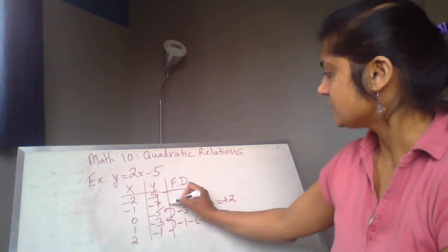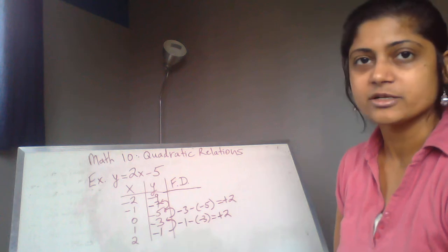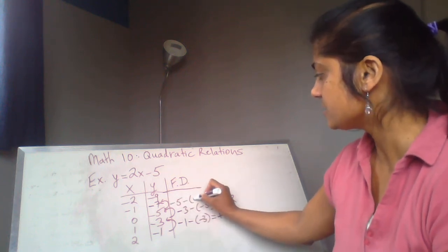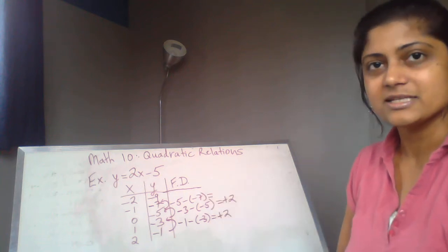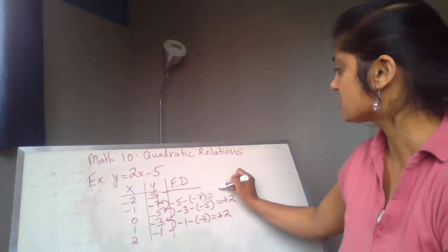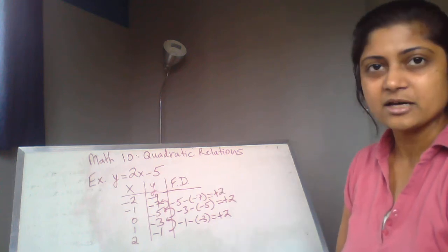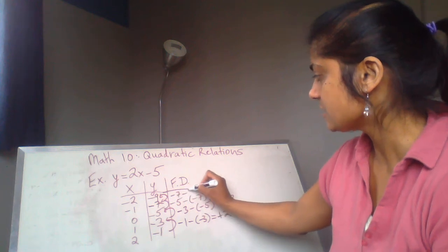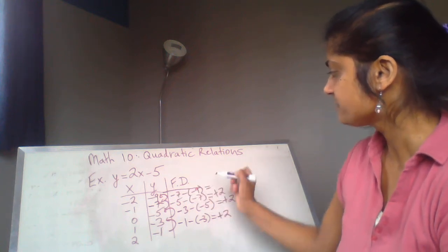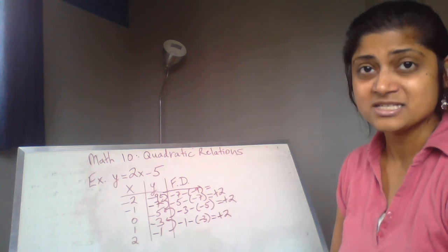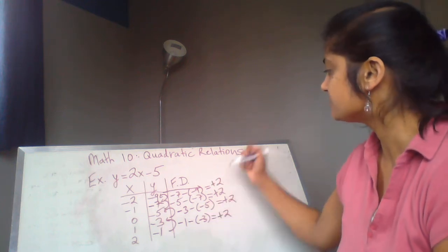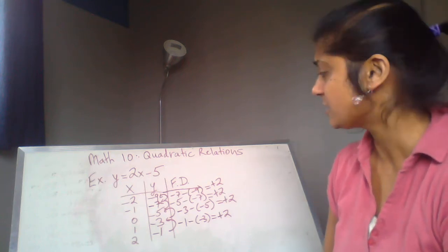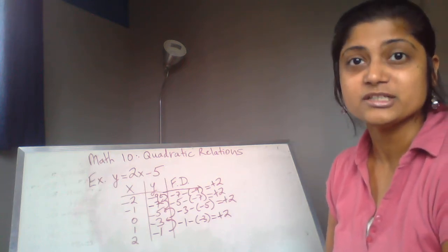And you keep doing that. Make sure you're always starting from the bottom going up. That's really important. So -5 minus -7. So again, this is -5 plus 7. So this is +2. And I can see a pattern. My first differences look like they're all the same here. The last one is -7 minus -9. Again, this is -7 plus 9. So it's going to be +2. So now you can see basically all the first differences are the same here. And that makes this relation linear.